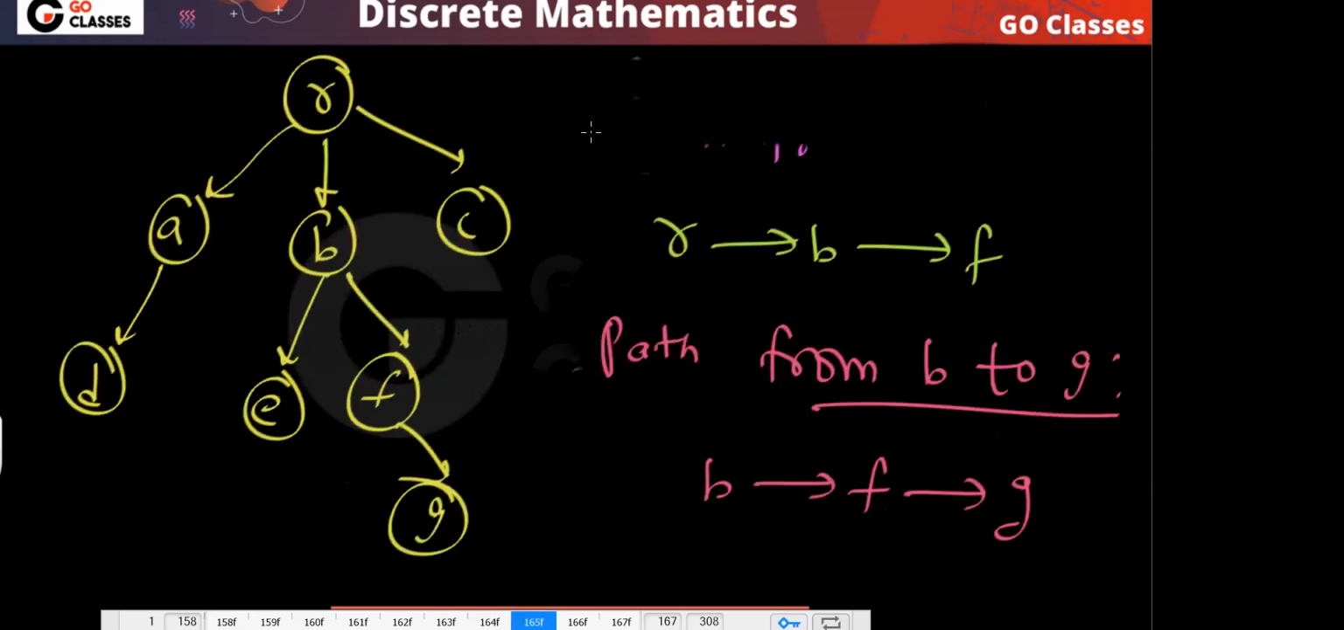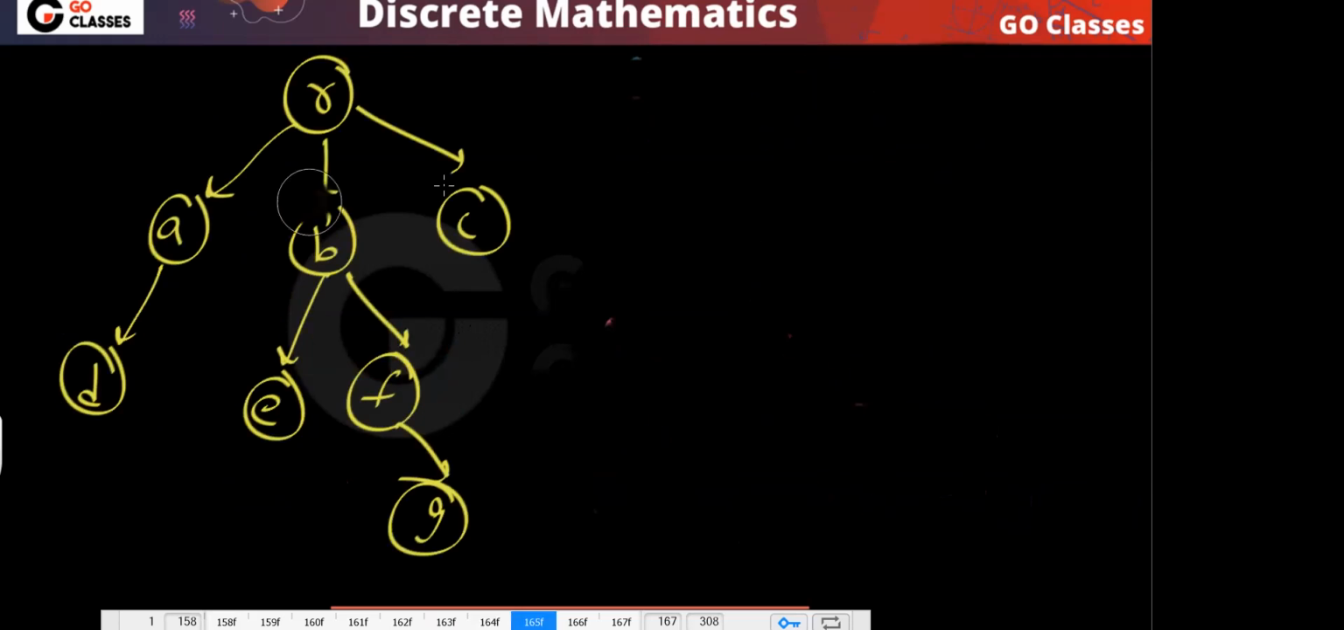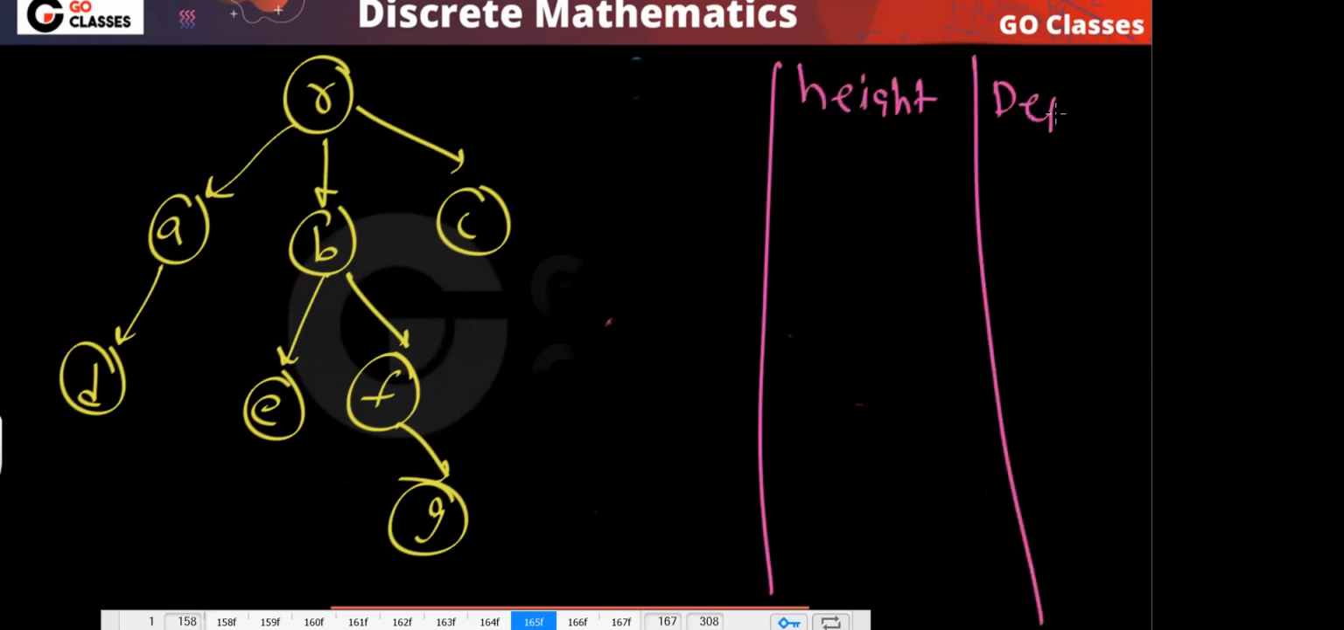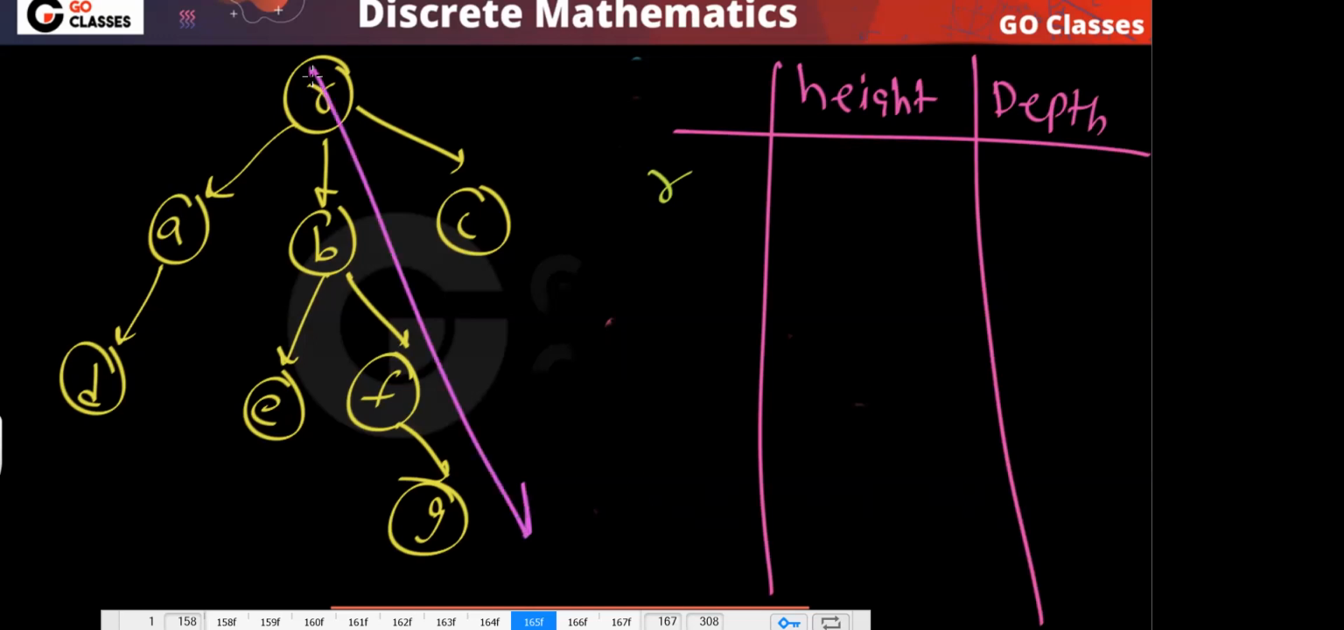So for example, in this same graph, let me take what is the height and what is the depth of all the nodes. Remember, if I ask you the height of R, then you will look below. The height of R will be the longest, farthest leaf.